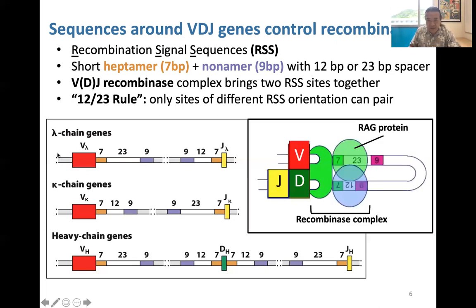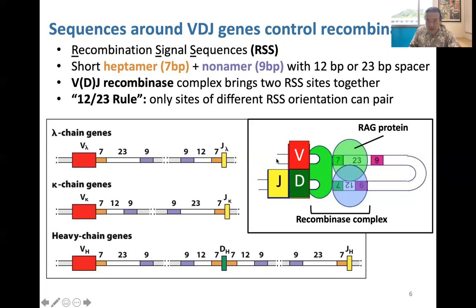So let's look on the left over here. This is what we're looking at, right? From left to right, we were saying there's a red block, a V block, the 723.9 RSS sequence that's downstream of it. Then some distance away, because there are these dotted lines here, you have another one of these RSS sequences, this 912.7, that leads into this yellow J block.